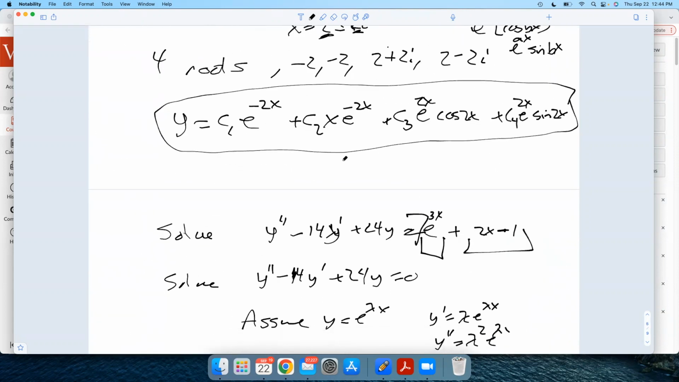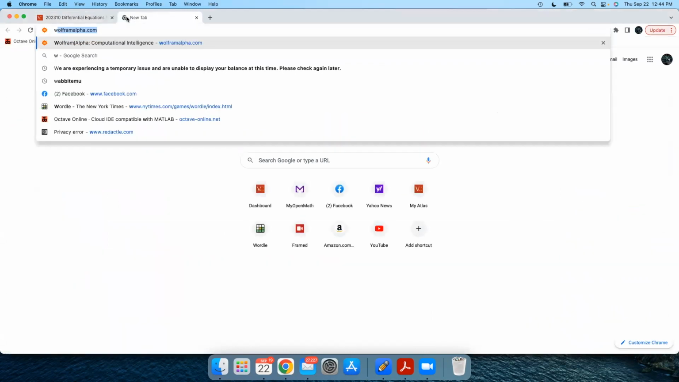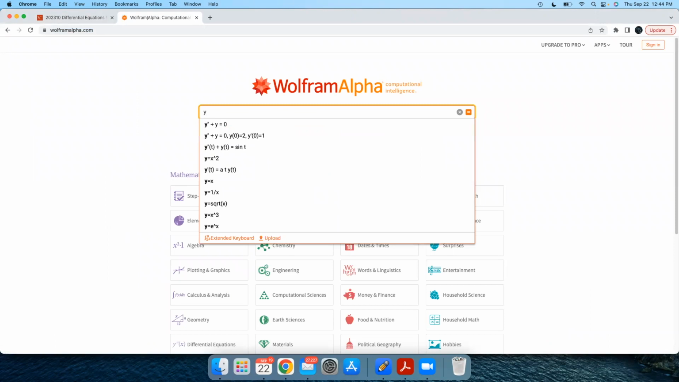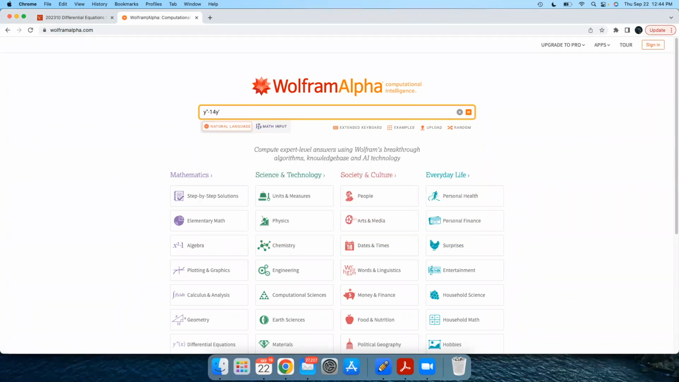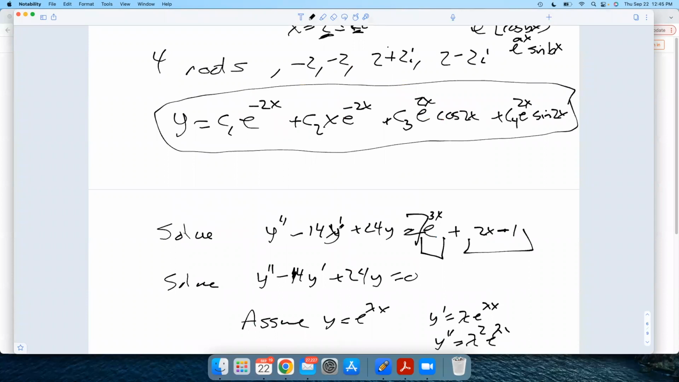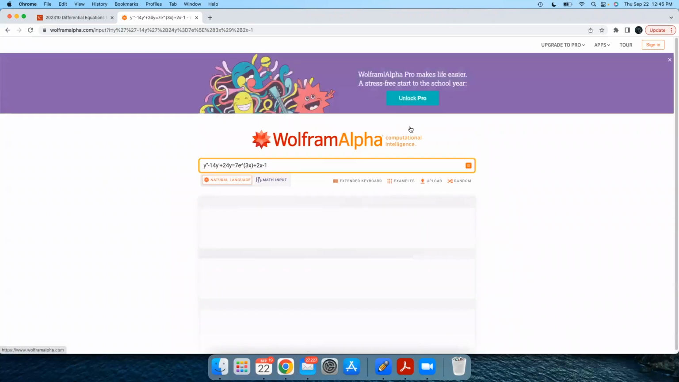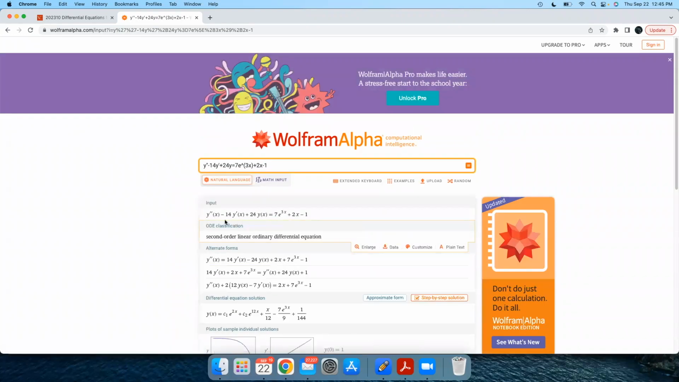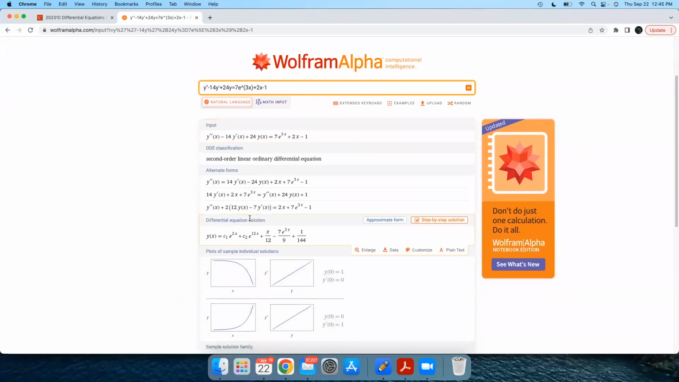All right. Let's take this guy and throw it into Wolfram Alpha and check it. So that was y double prime minus 14 y prime plus 24y equals 7 e to the, I need parentheses here, 3x plus 2x minus 1. Think that's what I wrote. I'll let it render it so we can see it. Looks right. Got the 7/9 was right. The 1/12 was right. I think I got B wrong on that last part.